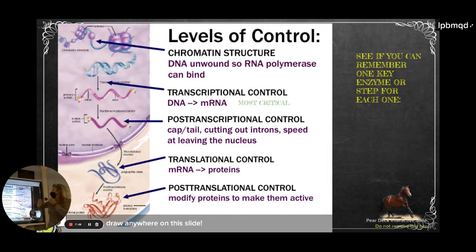Good. Okay, then we say, let's say it is available. Let's say it is euchromatin, right? Transcriptional control, the most critical one. RNA polymerase binds to the promoter. Can RNA polymerase bind to that promoter? Does it need any assistance? Is there a repressor that is getting in the way that would inhibit that process?